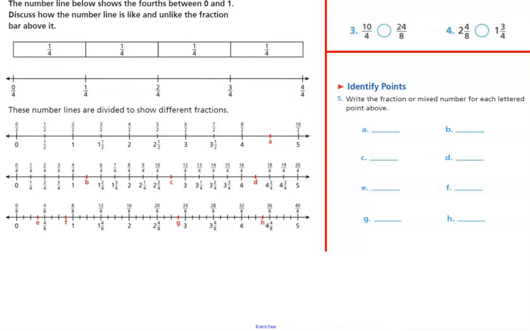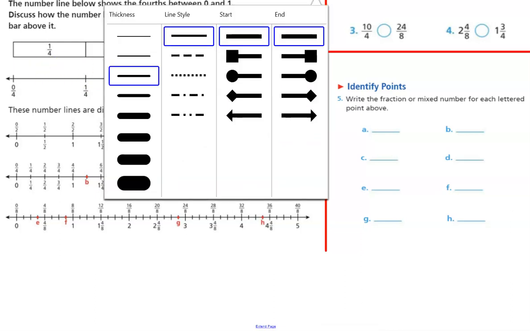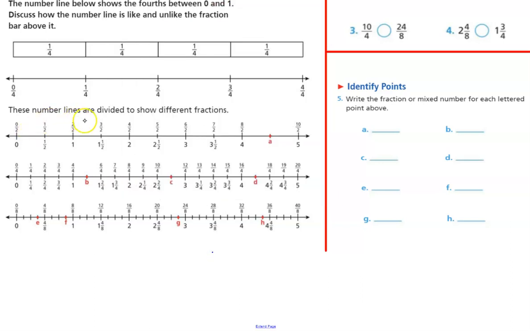Okay, so let's look at our first line and what exactly it wants us to pay attention to. It says these number lines are divided to show different fractions. And then we've got, like I said, 0 halves, 1/2, 2 halves, 3 halves, and so on, all the way up to 10 halves. Well, 10 halves is the exact same as 5. Same thing's going on with our fourths. 1, 2, 3, 4 fourths makes a whole, and then you've got 4 more fourths to make 2 wholes, and so on, all the way up to 5.